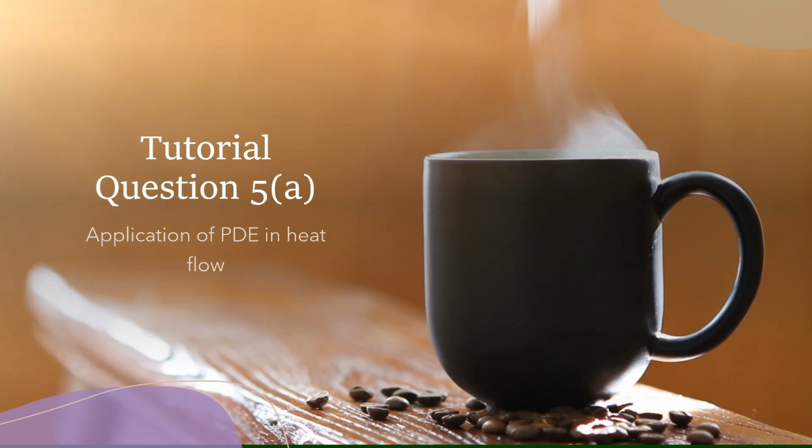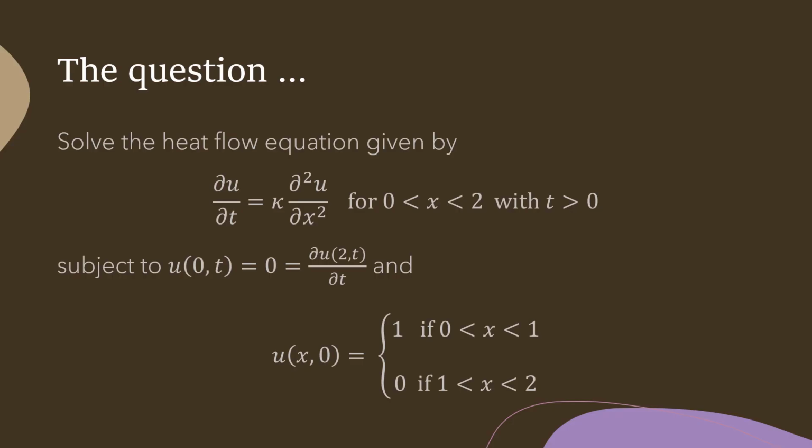Hello everyone. So today we are going to look at the solution for question number 5a posted in the tutorial. So let us look at the question again before we look at the solution. So here is the initial problem that was posted. They ask you to solve the heat flow equation given by this expression from x going from 0 to 2 for time t larger than 0, and the initial condition is given here.